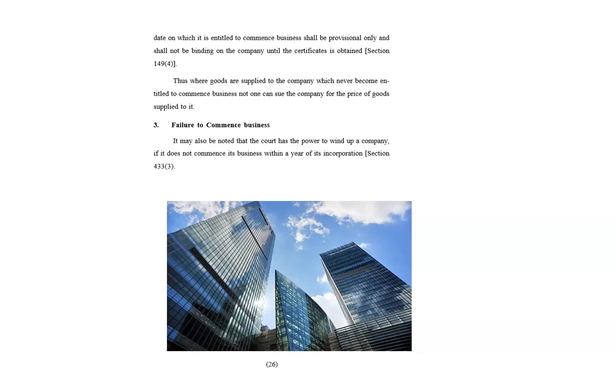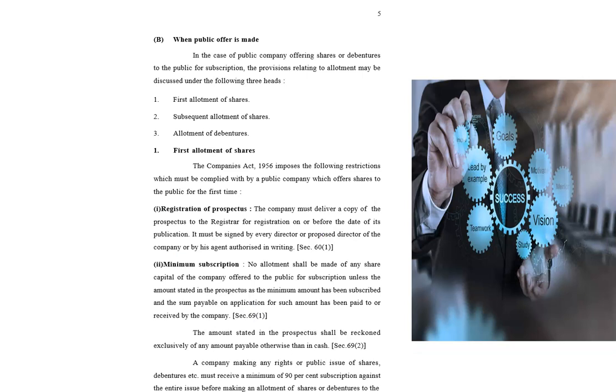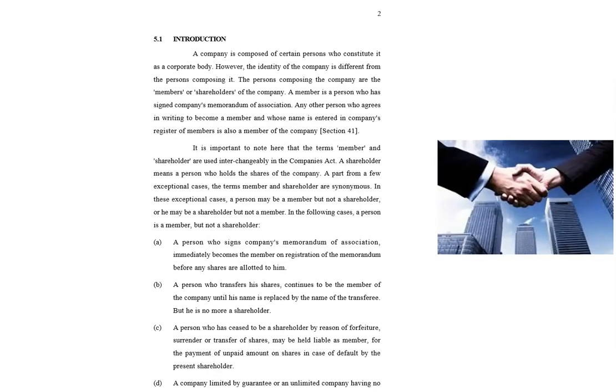So public limited companies have to commence within 1 year, otherwise they will be shut down by the Registrar of Companies, right? So when an offer is made to the public, the IPO, first allotment of shares, registration of prospectus, minimum subscription has to be mentioned in the IPO, right? Debentures. A company is composed of certain persons who constitute a corporate body. Member and shareholder are used interchangeably by the Companies Act. A person who signs the company's memorandum of association immediately becomes a member on registration of the memorandum of association, right?